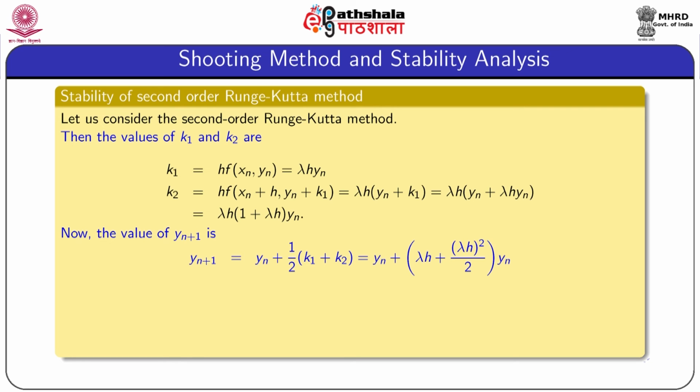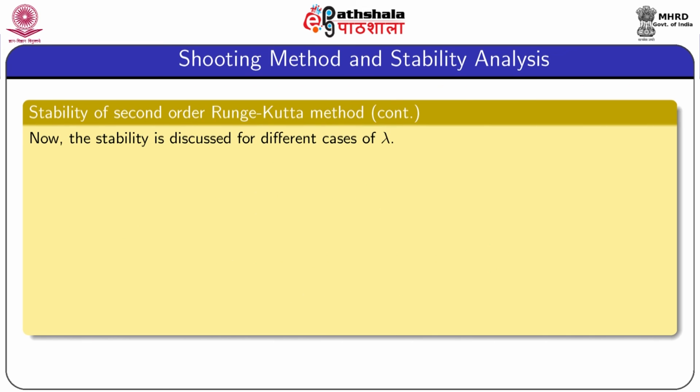Using these values, y_{n+1} is y_n plus half of (k1 plus k2), which equals y_n times (1 plus lambda h plus (lambda h) squared by 2). After simplification, it is equal to sigma times y_n, where sigma equals 1 plus lambda h plus (lambda h) squared by 2. So this is the value of sigma, and for stability the absolute value of sigma should be less than or equal to 1. Now, we consider different values of lambda.